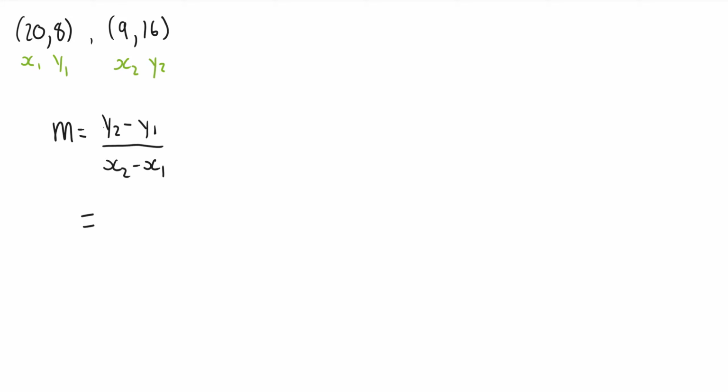So if we plug in our values, our y2 is 16, our y1 is 8, our x2 is 9, and our x1 is 20. Now if we were just to solve this, 16 minus 8 is 8, 9 minus 20 is -11. All right, so our final answer is our slope is equal to -8/11.